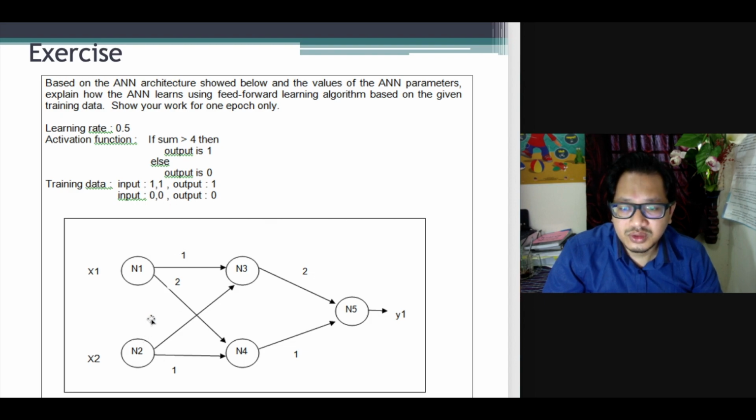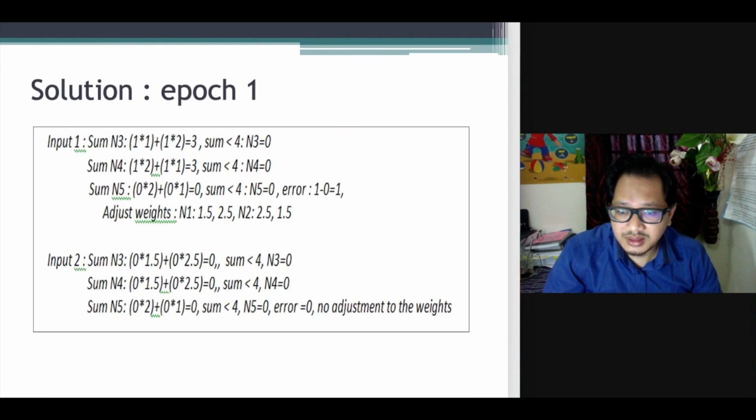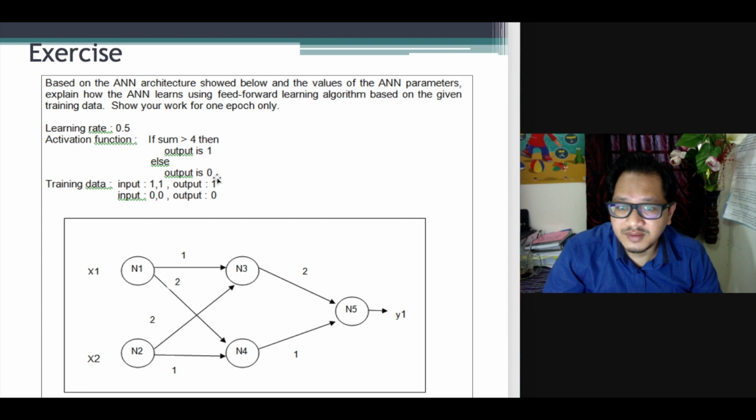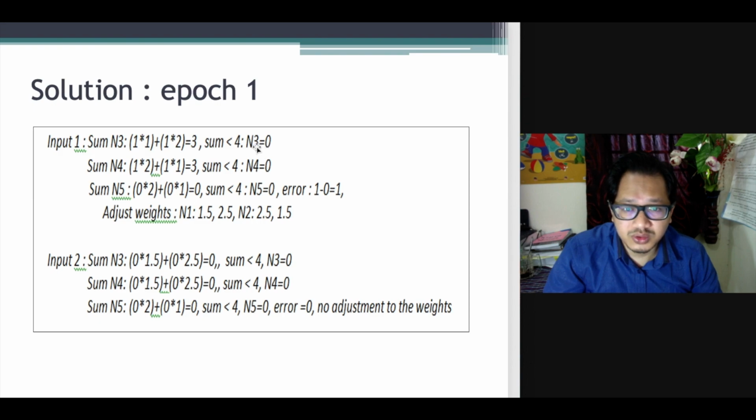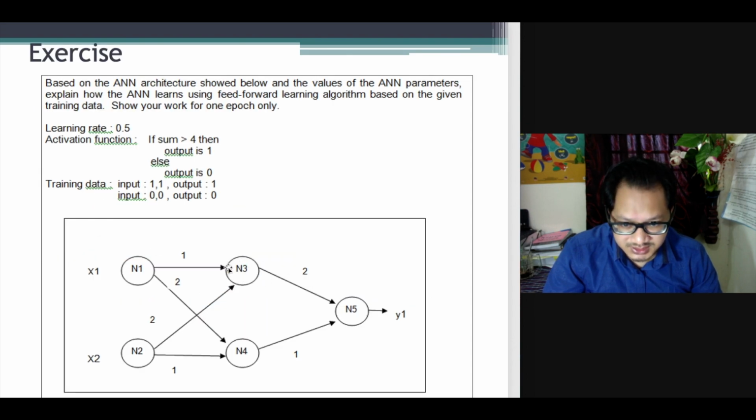And then for 2, dia punya weight dia 2. So dia punya input dia 1. Okay, 1 times dengan 2. Okay, 1 times dengan 1. 1 times dengan 2. So dapat 3. So kita tengok dia punya activation function dia must be less than 4. Jika dia less than 4, the output is 0. So kita dapat, and node untuk 3 ialah 0. Kat sini jadi 0. Okay, and then kita tengok node 4.